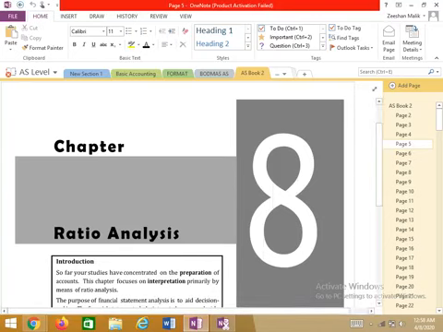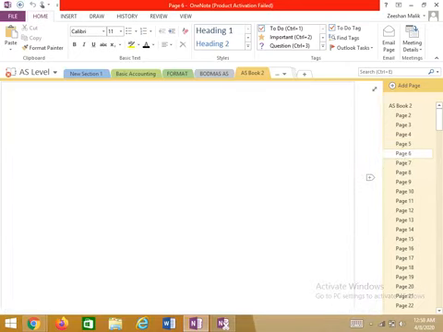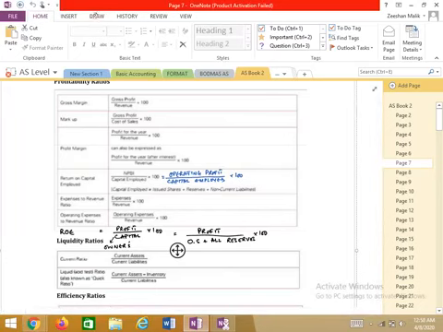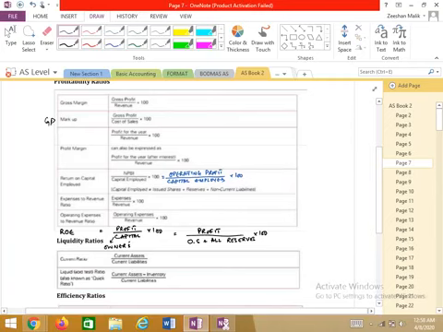So, my dears, today we are taking care of ratio analysis, book 2 topic. I have already given the formulas of ratios here: gross profit margin, gross profit markup, profit margin. Return on capital employed is the same as return on net assets; both have the same formula. Return on net assets is operating profit divided by net assets into 100.